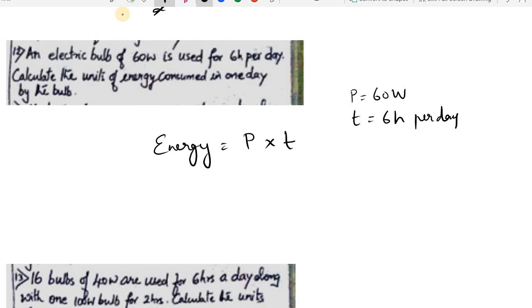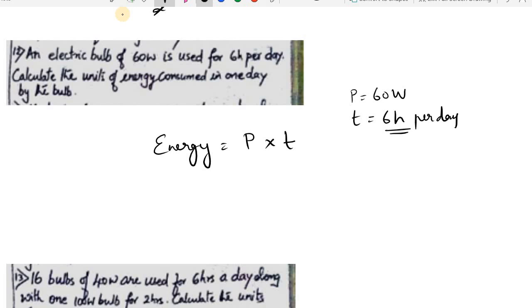The next question. An electric bulb of 60 watt is used for 6 hours per day. Calculate the units of energy consumed in 1 day by the bulb. So energy is equal to power into time. The power here is 60 watt and the time is 6 hours per day. They are asking to calculate the units of energy consumed in 1 day by the bulb.